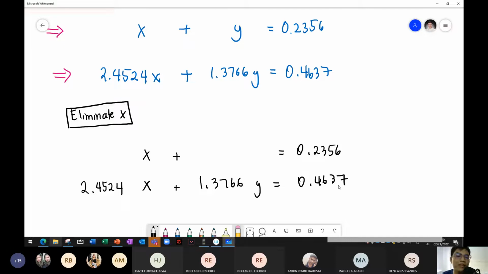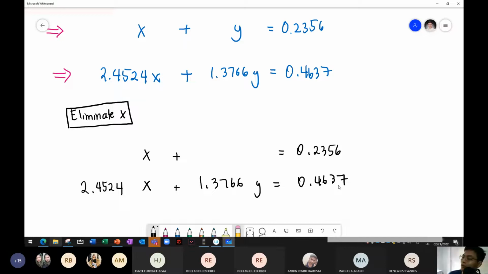Okay. Paano ko ma-eliminate si x? Hulaan nyo. Ano gagawin ko para ma-eliminate ko si x? May i-multiply ba ako sa kanya? At kung may i-multiply ako, ano yun? Ano yung i-multiply ko? Hulaan. Okay, ayan, may i-multiply ako.